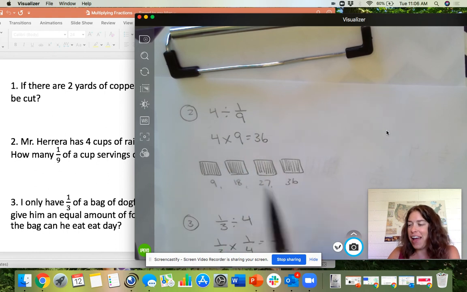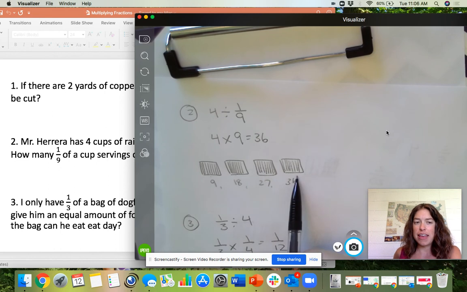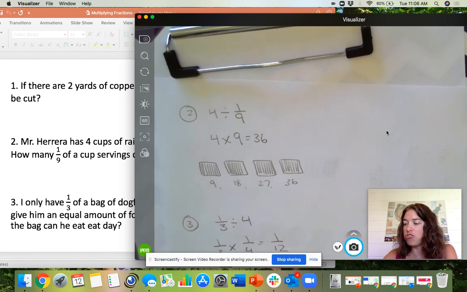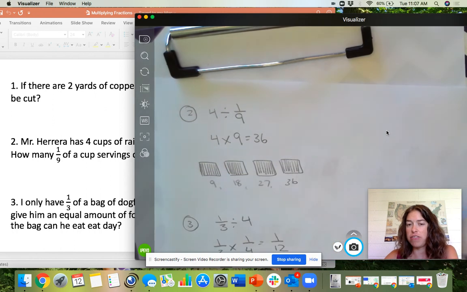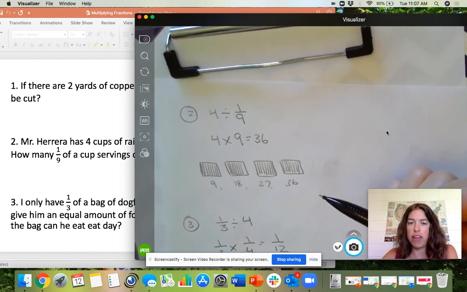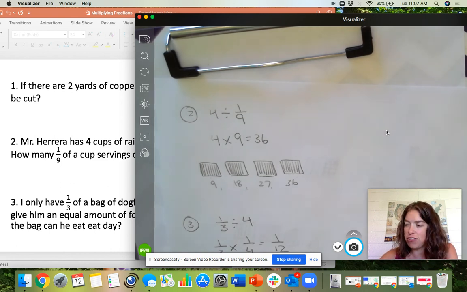We could have drawn it out. Here's his 4 cups of raisins. Each serving is 1/9. That means each cup has 9 servings. So we could have counted them up by 9s, but we also can solve that as 4 times 9 is 36. If you got 36, go ahead and give yourself a cha-ching.